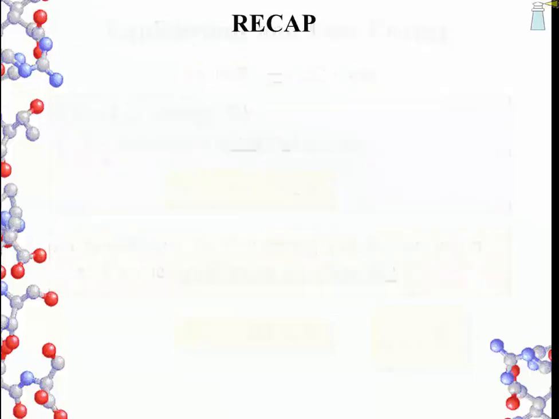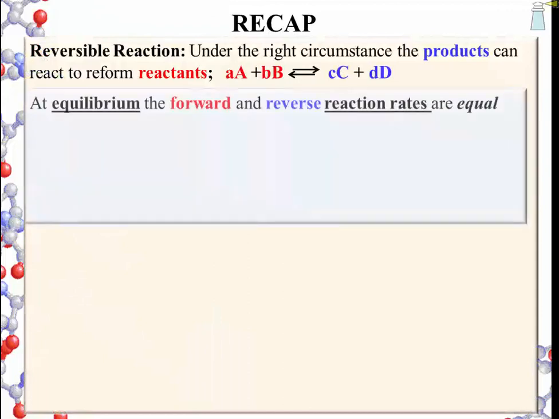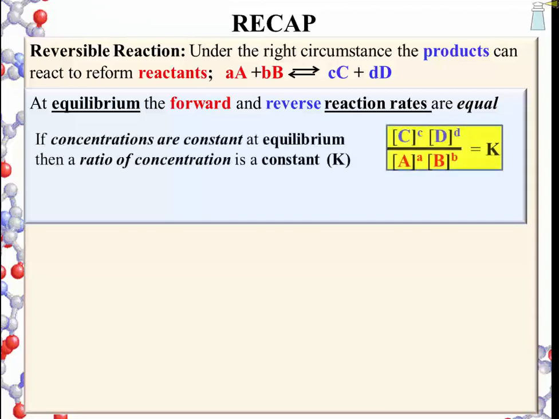As a recap of a very advanced lecture, a reversible reaction is where products can react to reform reactants. Equilibrium follows from kinetics. At equilibrium, the forward and reverse reaction rates are equal. It is not that they stop, it is that there is a match of consumption and production. If concentrations are a constant at equilibrium, then a ratio of concentrations is a constant.